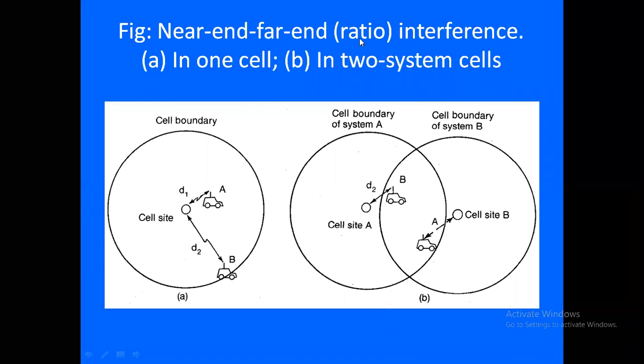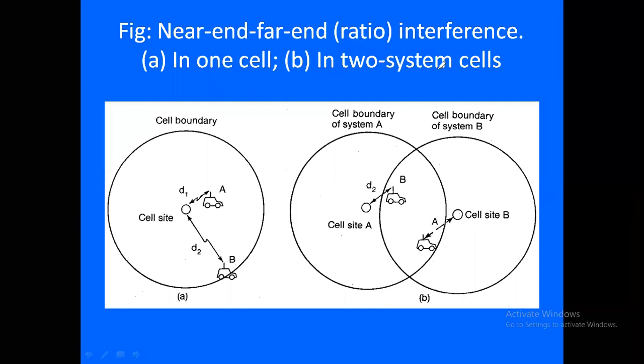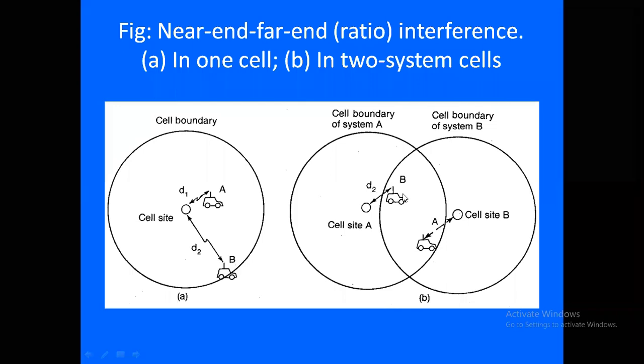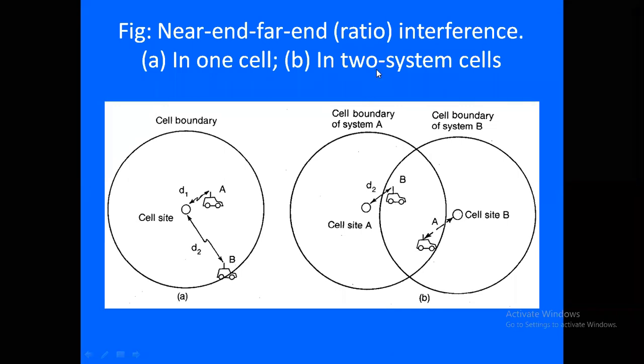In two system cells, we have mobile unit B, which is near the border of cell B but close to cell site A. Similarly, we have mobile unit A, which is on the border or boundary of system A but close to cell site B. So we have two system cells.